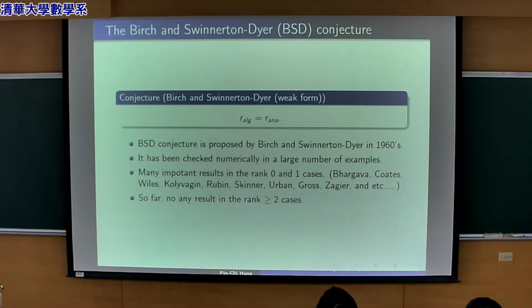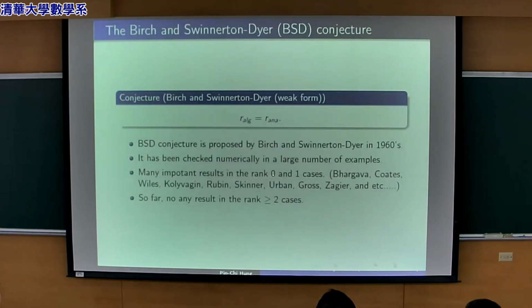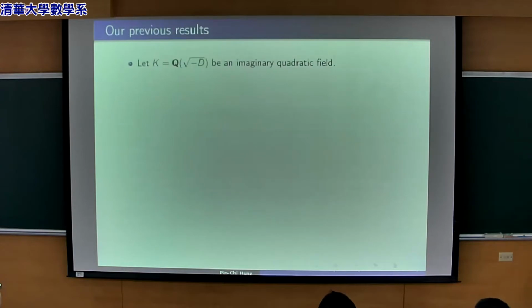So this is the so-called Birch and Swinnerton-Dyer conjecture. So what's the relationship between this and our work? Our previous work: first, we have some work related to the rank zero situation, and also some work related to the rank one situation. Okay, so in the rank zero situation, we find many examples which are rank zero.